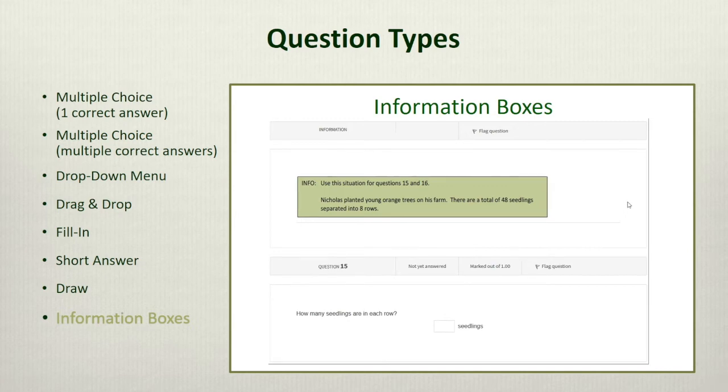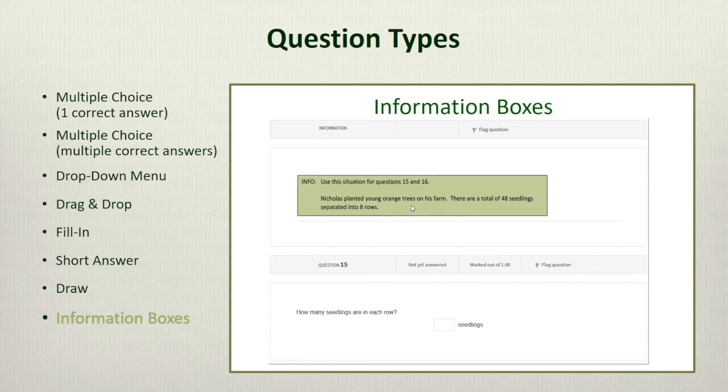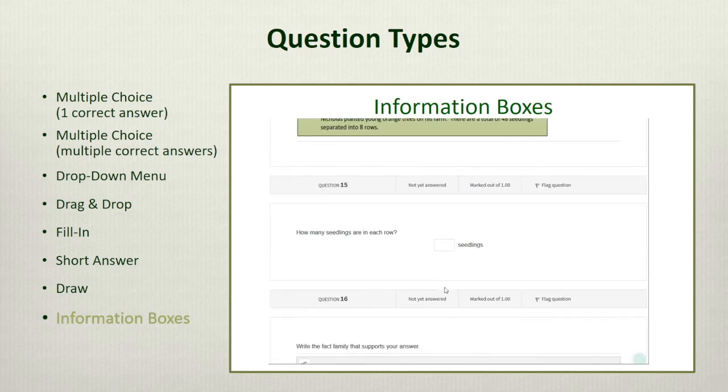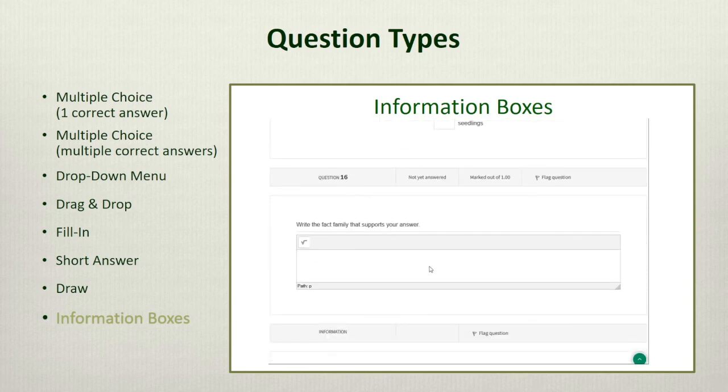Within the Swun Math Online assessments, you'll commonly see green information boxes. These boxes contain information about a situation that will be used for 2 or more problems. The first line will tell you which questions will refer to this situation, and it's followed by the situation or the scenario. In this example, the situation is used for questions 15 and 16. After reading the scenario, scroll down and find and answer question number 15. Then do the same for question number 16.